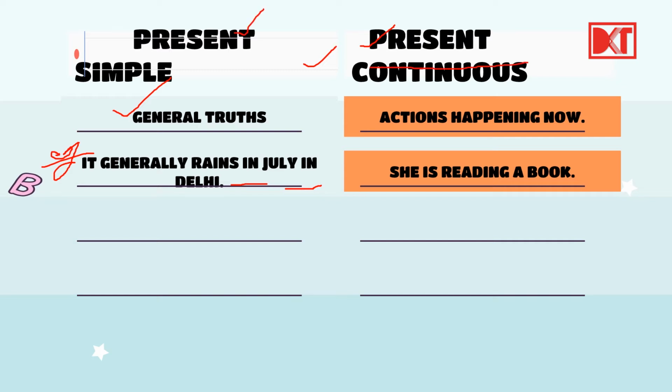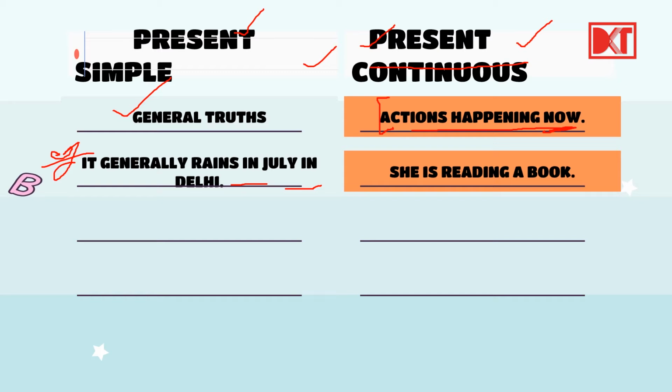Similarly, present continuous we use for referring to the actions happening now. The actions which are happening right now, which are in process, which are continued. So present continuous. For example, she is reading a book. It means she is reading a book right now. She is in between the process, right? That process is still going on.